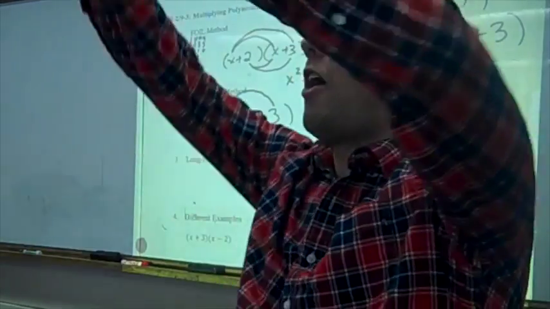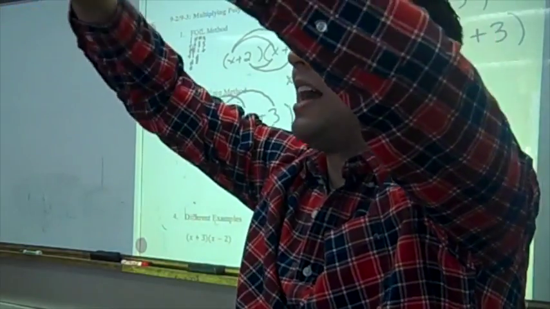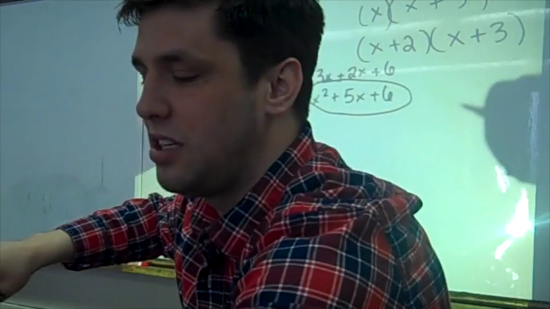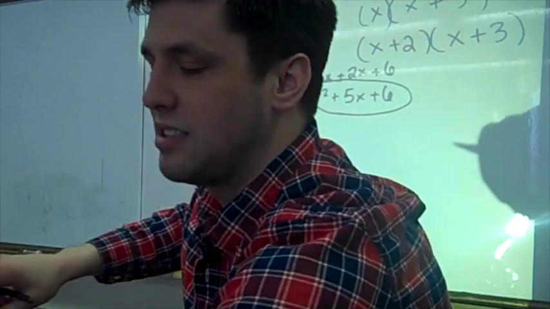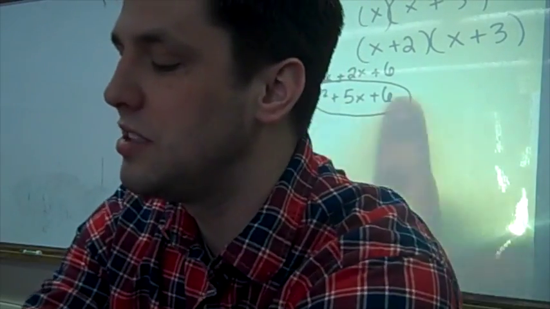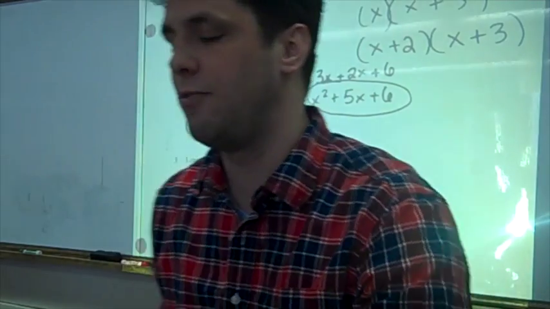And when you do that, you follow the lines. You multiply where the lines are connecting. So x and x, 2 and 3, 2 and x, x and 3. And then you do the same thing as you did above, combine similar terms, and finish it.